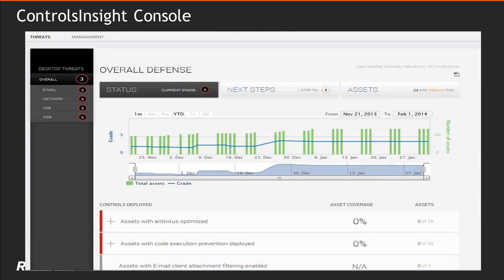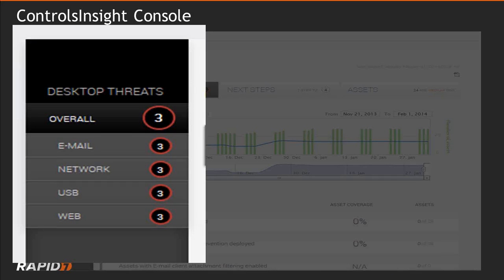With that, I want to dive in and just show you a quick look at what the Controls Insight console looks like. We've designed this product as an easy-to-use interface for security professionals to get a quick assessment of what the controls environment is in their organization. I'm going to zoom in on a couple different sections of the screen and walk you through a few key points. First of all, in the upper left hand, this is really your overall grade for your organization.